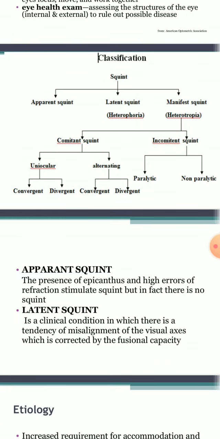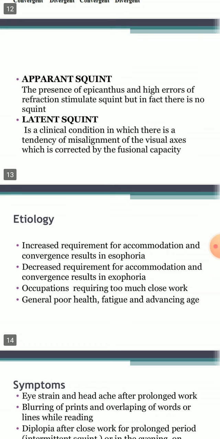Classification, flow chart of classification. Apparent squint: the presence of epicanthus and high error of refraction simulate squint, but in fact there is no squint.